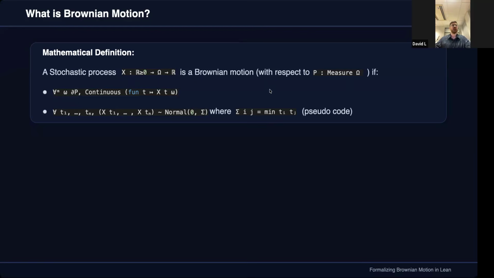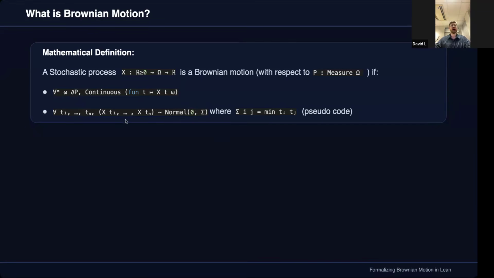So firstly, if it's almost surely continuous. What we mean by this is if we take a particular omega and plug it in, we get a sample path, which is just a function from real to real. And we can ask if this is a continuous function. And if it is the case that this is continuous for almost all omega with respect to P, then we'll say it's almost everywhere continuous. So this is actually Lean code. The next condition I wrote in sort of pseudo Lean code.